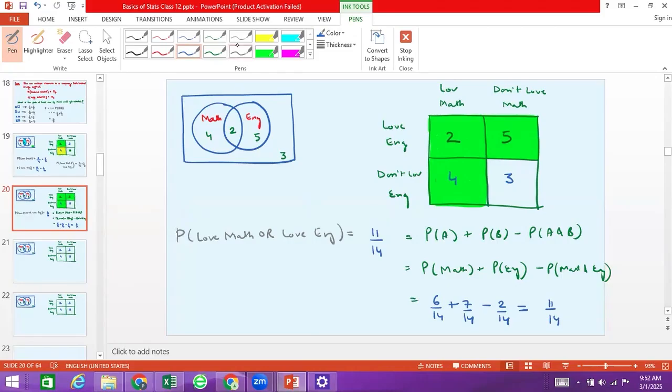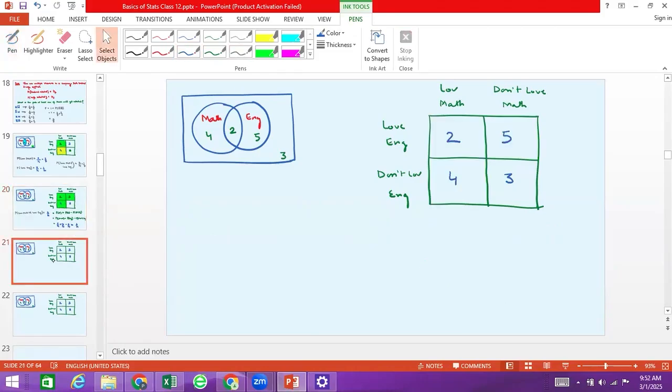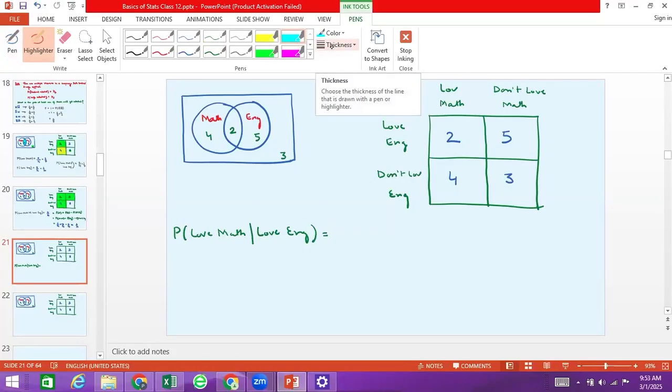Okay. Now, let's try to understand this terminology that we will be using in the next formula. Probability of someone loving math given they love English. What is the probability of someone loving math given that they love English? Given that they love English means that you already know that the person loves English. Then what is the probability that he also loves math?